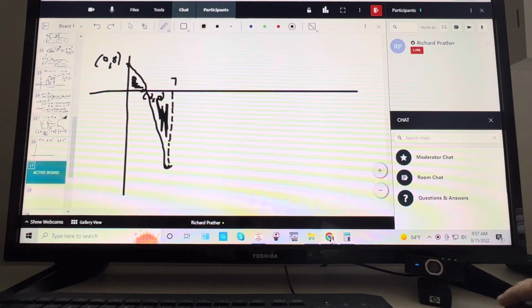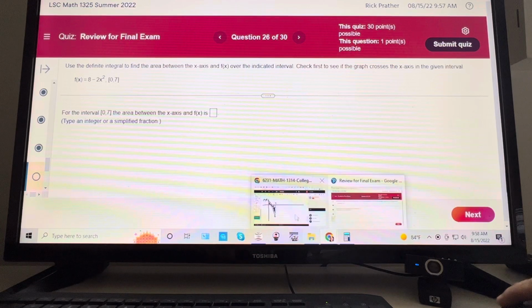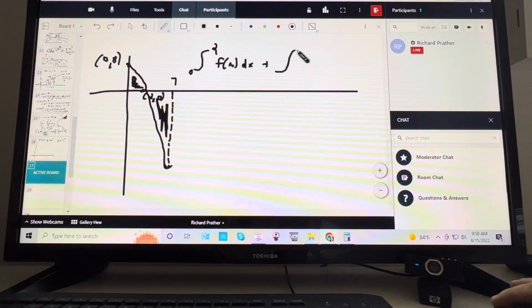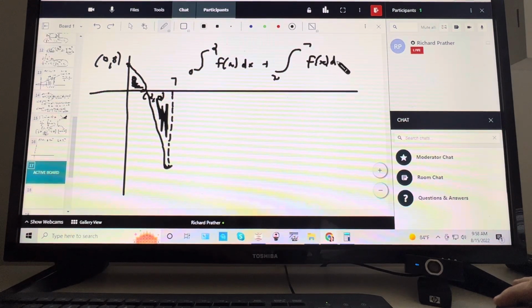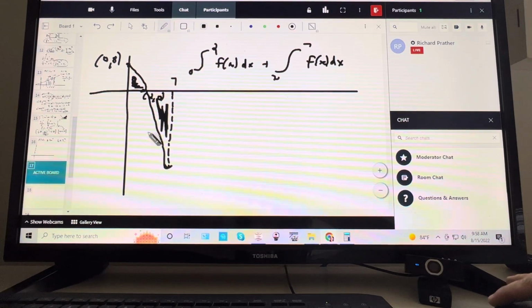But if you actually are asked to find the area, then we don't take negative portions. So then we have to do two integrals. We have to do an integral from 0 to 2 of your function, and that'll come out positively. Then we do another integral from 2 to 7 that'll come out negatively, but we can just flip the negative to a positive if we care about area. If you don't care about area, then you don't flip it.